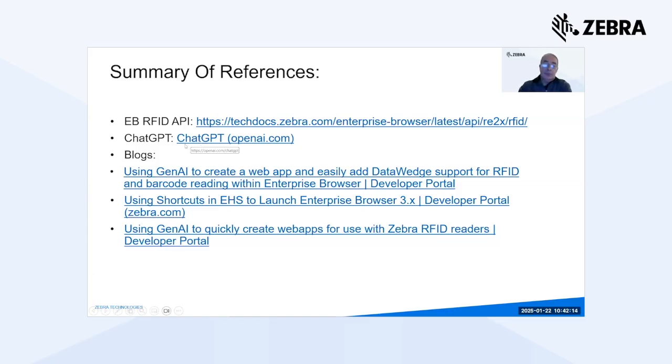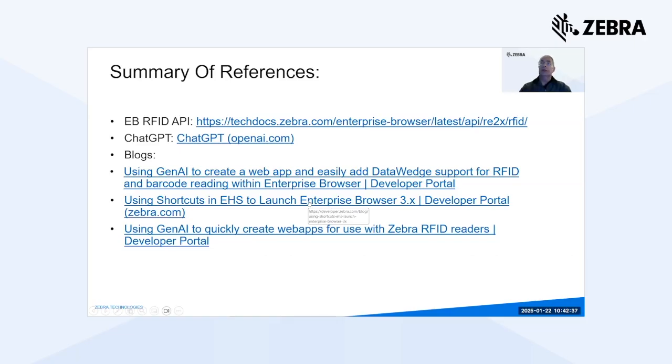And a summary of the blogs that I mentioned earlier. So using GenAI plus DataWedge, and then GenAI with the standard RFID API. And then if you want to see the shortcuts that I use there for launching Enterprise Browser through the demo launcher, then there's another blog that talks about that.